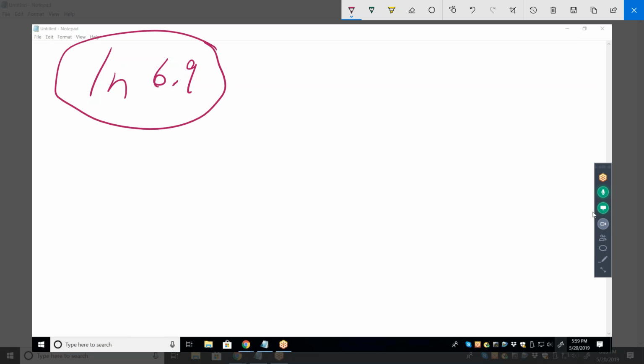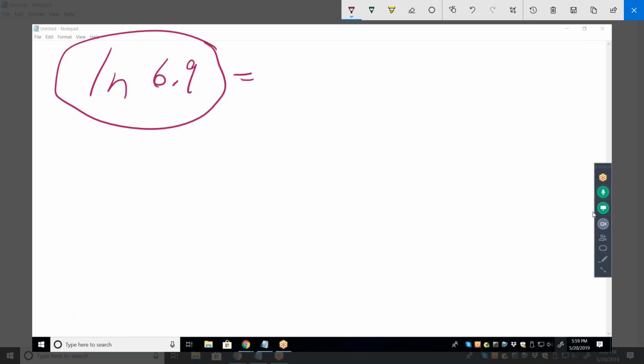What kind of calculator do you have, Jake? TI-84. There's a natural log key on there. There's a log key, which is base 10, and there's a natural log key. Hit the natural log key and then follow it with 6.9. Okay.